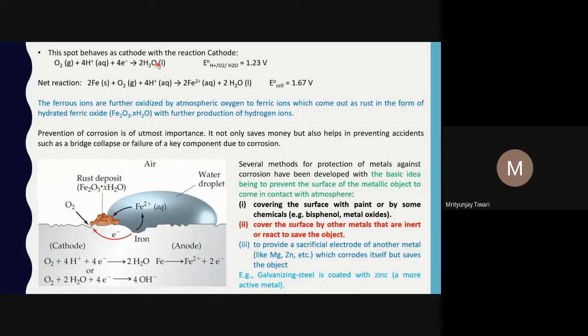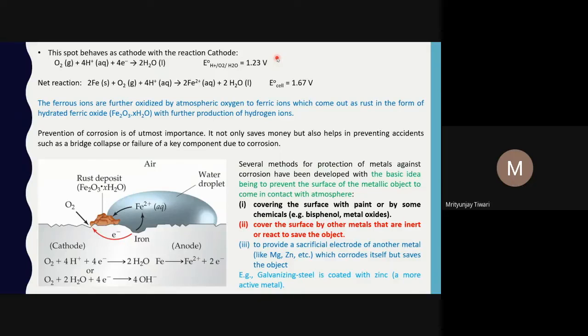So water molecules are formed. It means oxygen here is in the -2 oxidation state, in the form of oxide. Oxygen goes from 0 to -2 oxidation state, which means a reduction reaction. And the standard reduction potential, E naught cell, for this half cell reaction is plus 1.23 volt.